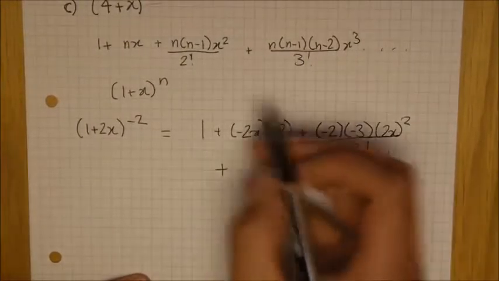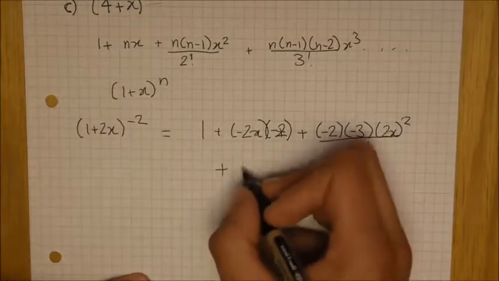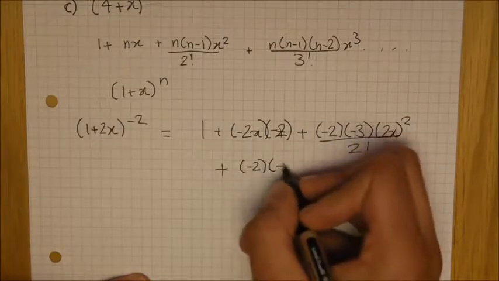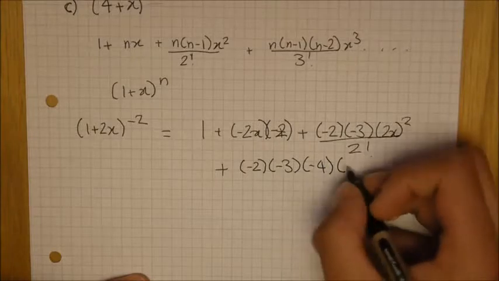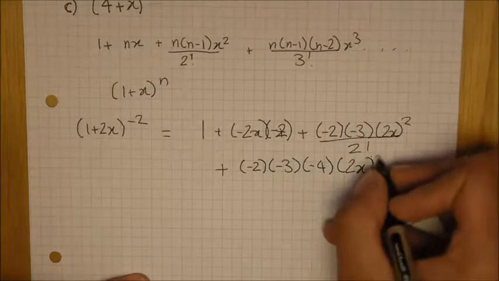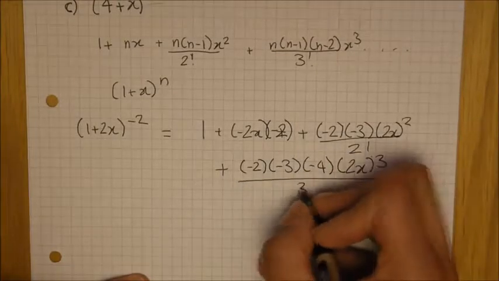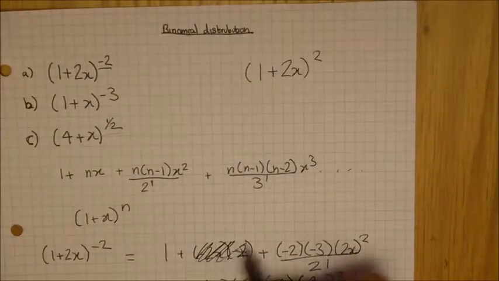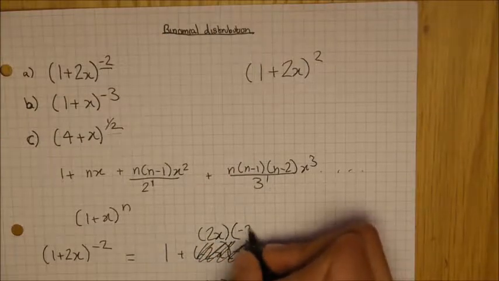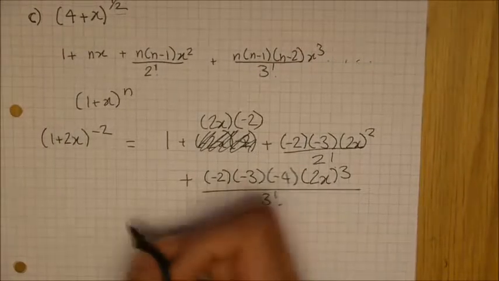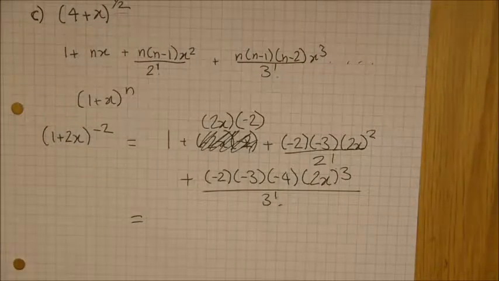So now we want the third term, the x cubed term, so that is minus 2 minus 3 minus 4, and then we want 2x cubed all over 3 factorial. Now I apologise for making this bit not particularly clear. I will rewrite it so it's 1 plus 2x and minus 2, because minus 2 is the power and that's what we want to raise it all to. So simply shove that in your calculator.